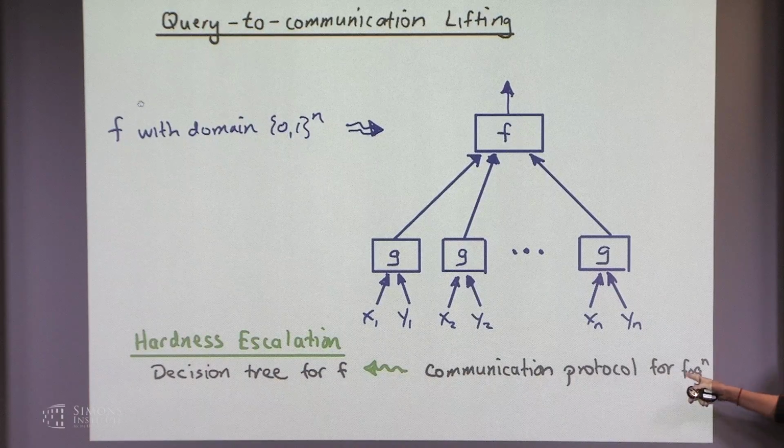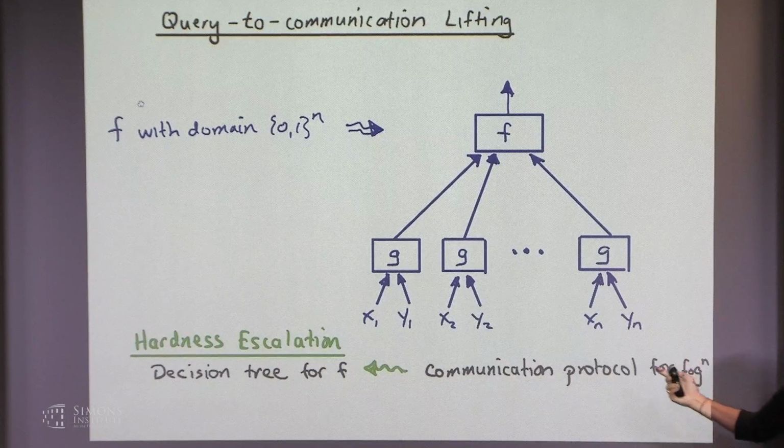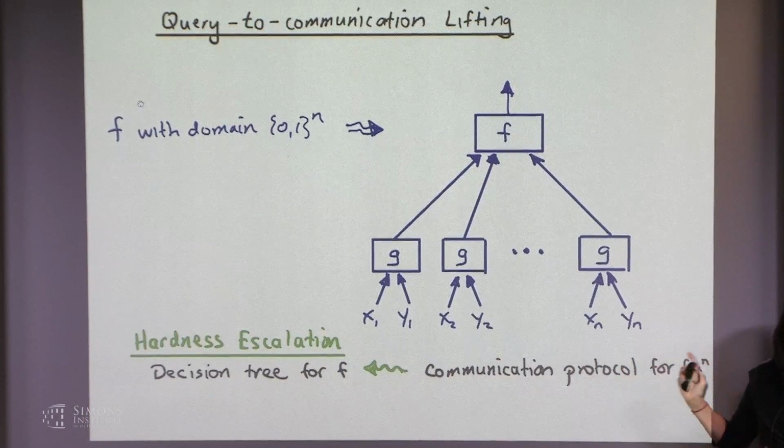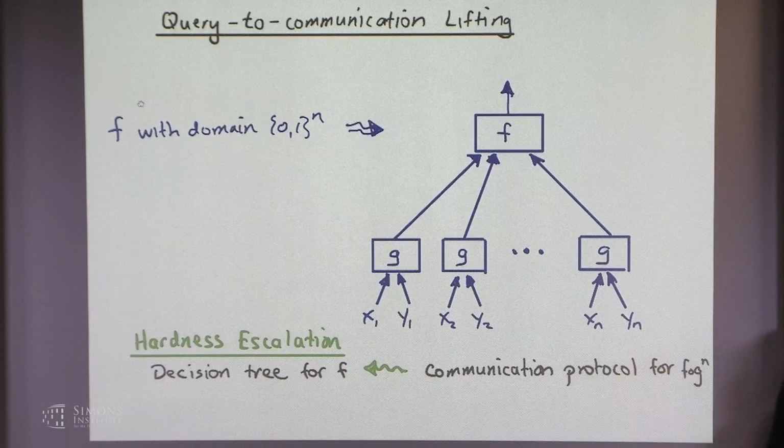Okay. So that's the easy direction, and the hard direction is to show the other way around, that from a protocol for the composed function, you actually can extract a decision tree. Okay? And there's many flavors of this. This is the deterministic version, but you can modify both sides. So you can talk about randomized protocols and randomized decision trees, et cetera, et cetera.